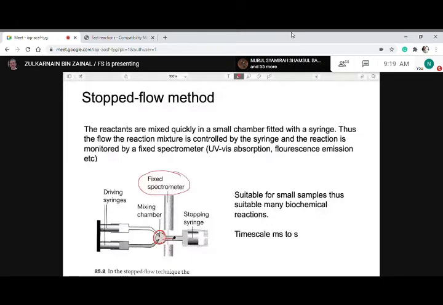Okay, so the reaction is controlled by another syringe, which is the stopping syringe. The stopping syringe means that if you push in the syringe, you stop the reaction so that you can monitor it by the fixed spectrometer, which is fixed close to the mixing chamber. The reactions that can be monitored this way are within millisecond to second, which is considered quite fast.